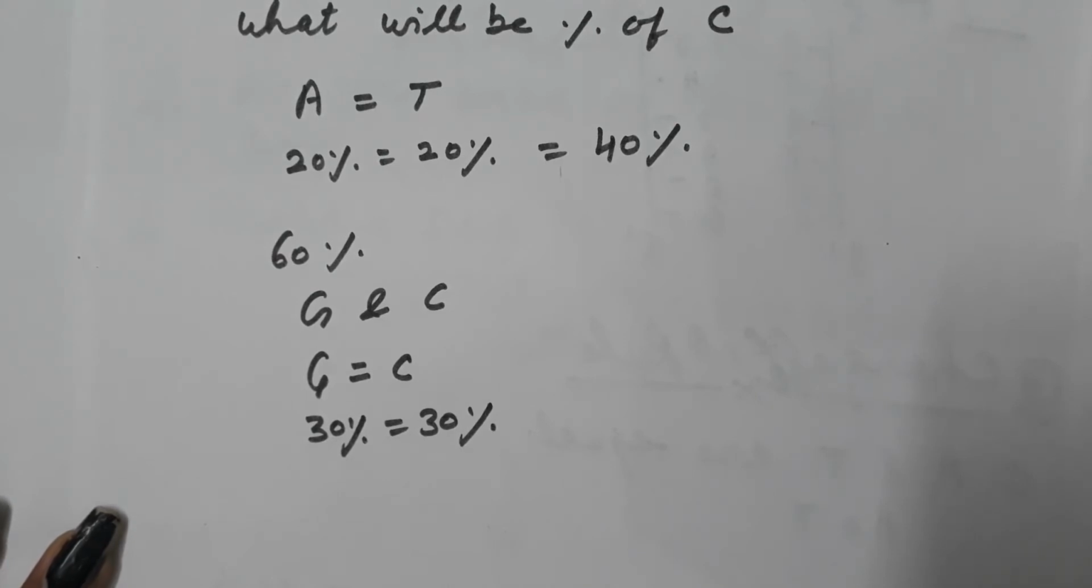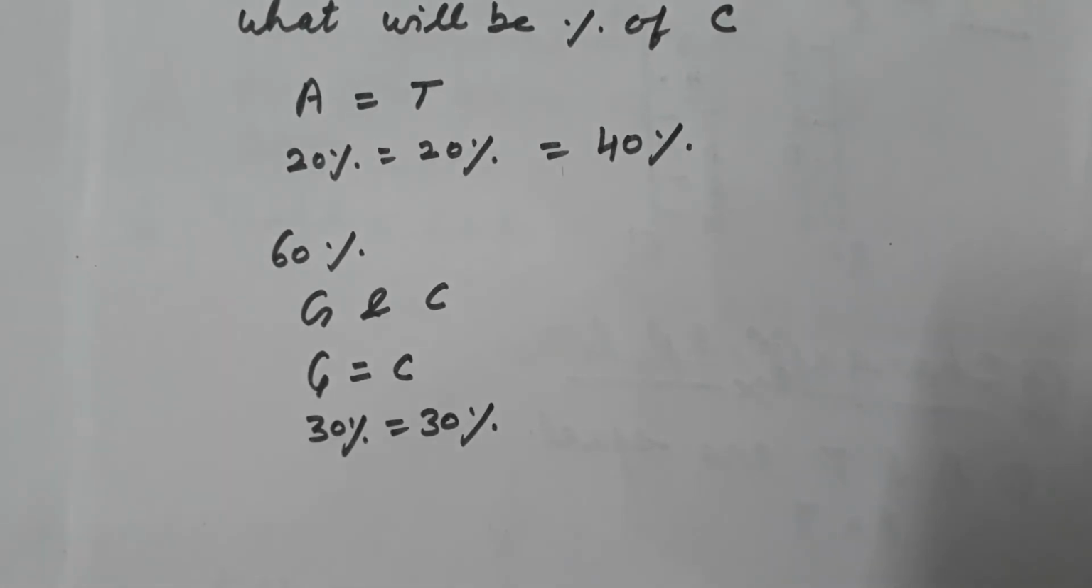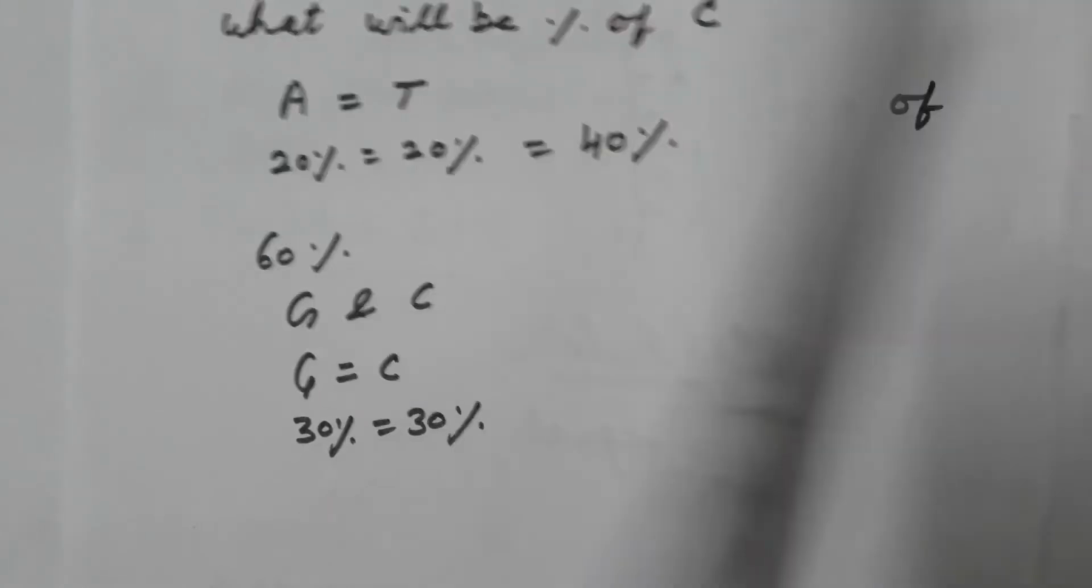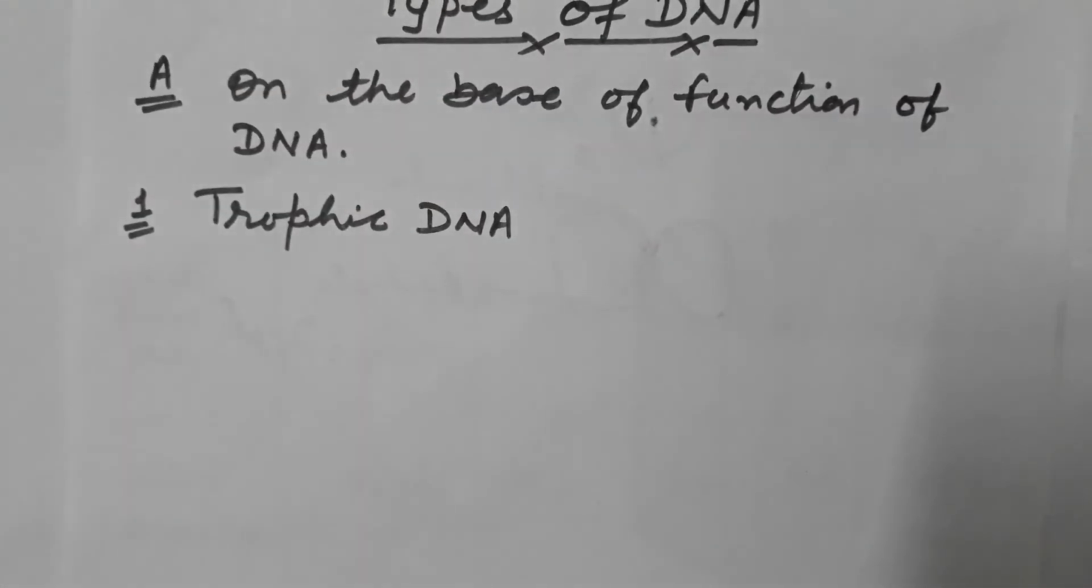Now we discuss the types of DNA. Our next topic is types of DNA. The first type of DNA we discuss here is on the basis of role of DNA or function of DNA. Two types of DNA exist in nature. The first one is the trophic DNA. What do you mean by trophic DNA? Which is responsible for all the activities except reproduction.